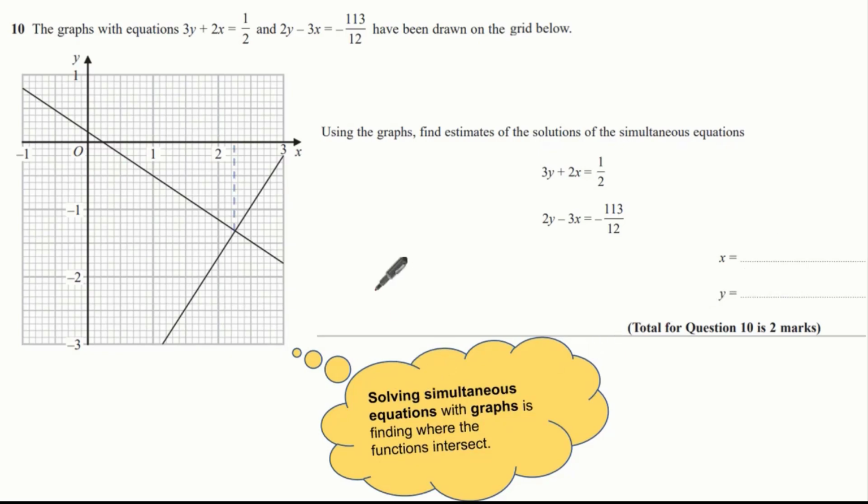So looking at our x value, we can see the x value reading to the point of intersection for me is 2.25. And the y value reading across to the point of intersection gives me minus 1.3. Now your values don't have to be exactly the same as mine, as the mark scheme does state it will accept any value in between 2.2 and 2.3 for the x, and minus 1.3 and minus 1.4 for the y.